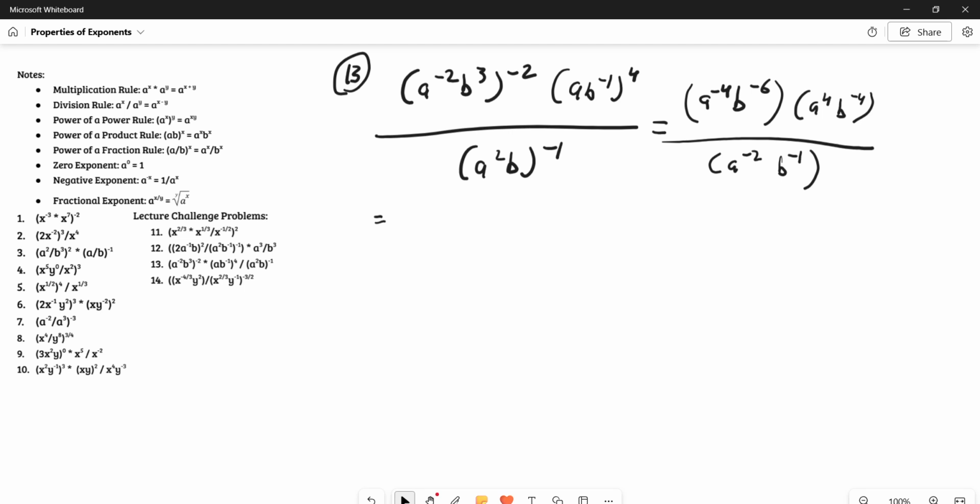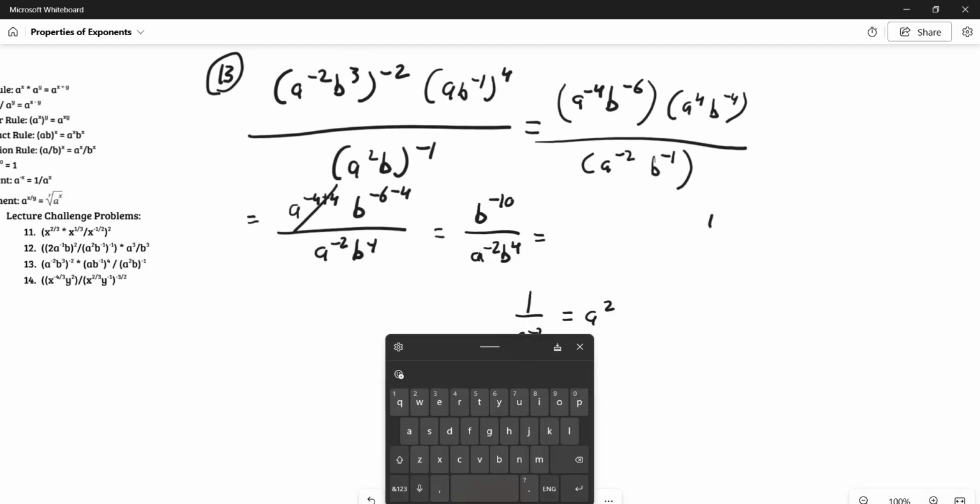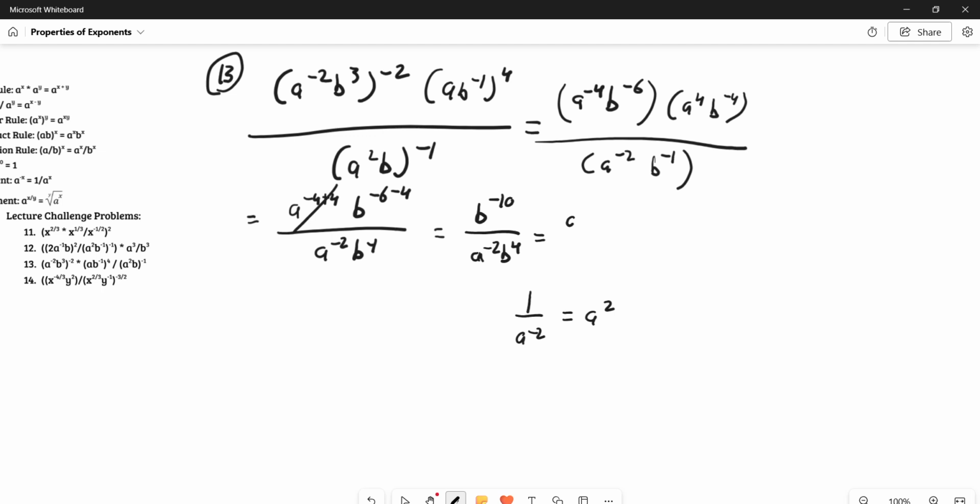So I'm just going to evaluate the numerator first. So a to the negative 4 times a to the 4, so negative 4 plus 4, times b to the negative 6 minus 4, all over a to the negative 2, b to the negative 1. So this is just 1, and this is b to the power negative 10 all over a to the negative 2 times b to the power 4. We want to express everything in positive exponents, so I'm just going to flip this a to the negative 2, right? 1 over negative 2 is just going to be a to the 2. So this is a squared over b to the power 14.